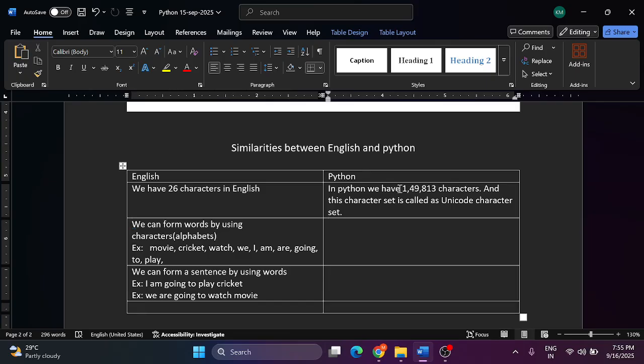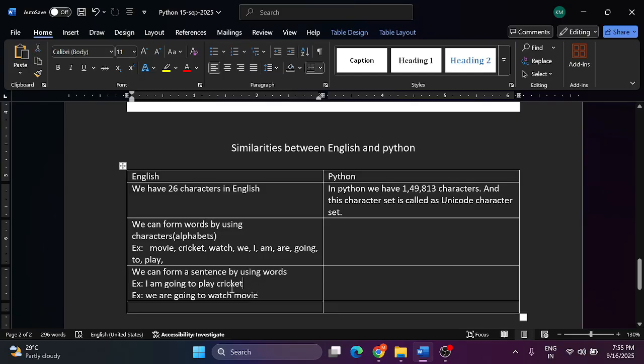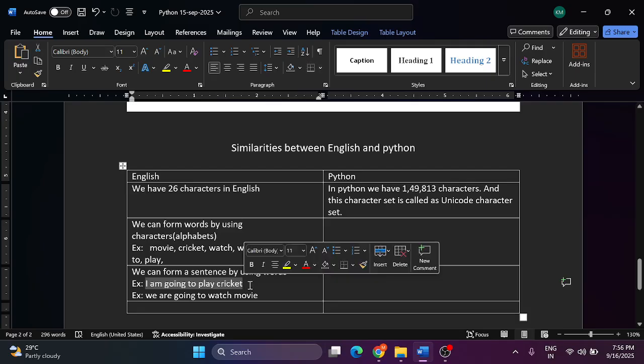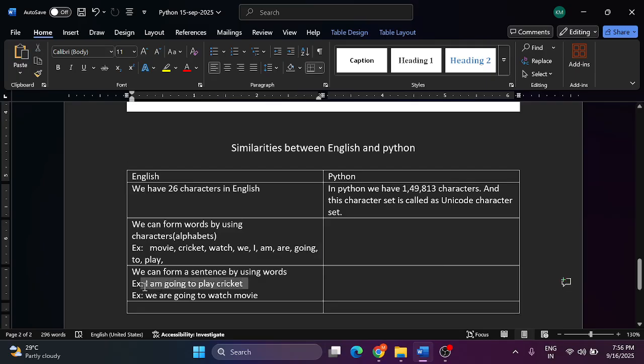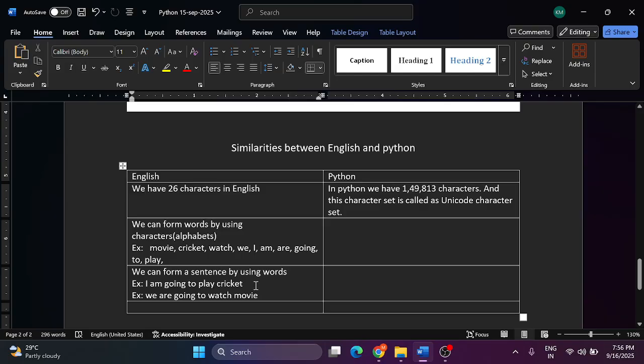Same to same. ఒకటే చెప్పండి రా. Can you guys tell me one thing? I have formed a statement, right? Sorry, sentence, right? I'm going to play cricket. How we can form a sentence? By using words. That's what I said, right? Words తోనేరా మనం ఇక్కడ సెంటెన్స్ని క్రియేట్ చేసేది, అవునా కాదా? Yes, sir.